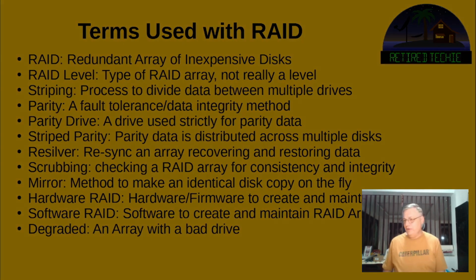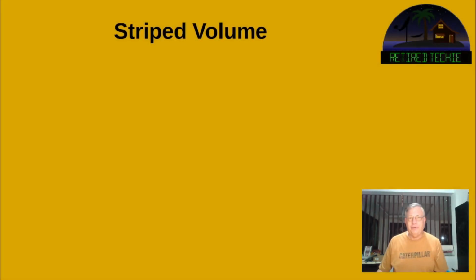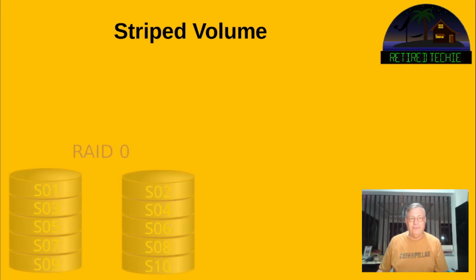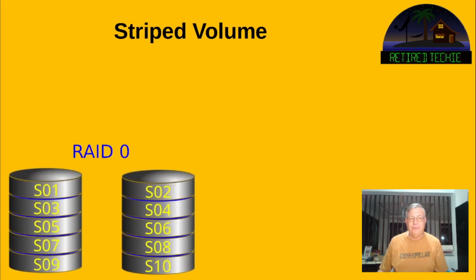All right, moving on. So our first topic we're going to tackle is the stripe volume. This is a RAID 0 type array, and in a RAID 0 you need 2 or more drives, and the data is striped across the drives. It's broken into chunks and they're written to the different drives. It's distributed or striped across the drives.